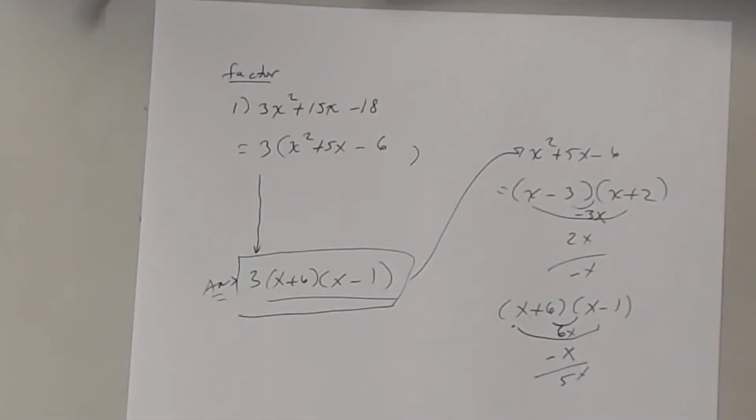And that's your answer. So when I factored this, I really ended up with how many factors? 3. What are they? 3. What's the other one? X plus 6. And what's the other one? X minus 1. Yes? Why would I not apply a 3 to the second binomial? Okay, so how many factors have been multiplied together?